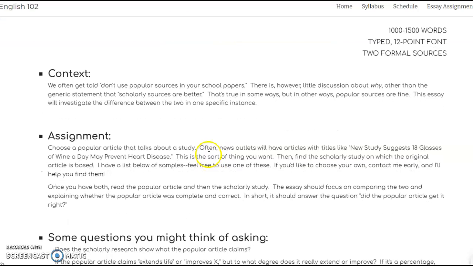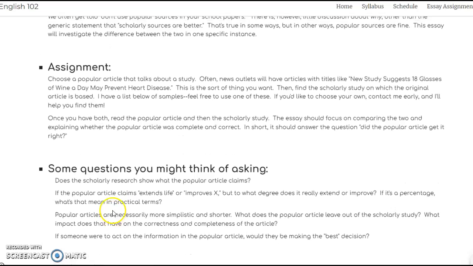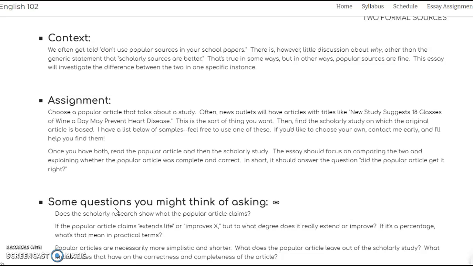Every assignment, I'm going to lay out context, the actual assignment, and then some questions you might think about. So, context. We often get told don't use popular sources in your school papers. There is, however, little discussion about why, other than the generic statement that scholarly sources are better. That's true in some ways, but in other ways, popular sources are fine. Your goal in this essay is to investigate the difference between the two with one particular instance, one specific case. So what I want you to do is choose a popular article that talks about a study. Often, news outlets will have articles with titles like, "New study suggests 18 glasses of wine a day may prevent heart disease." This is the sort of article you want to start with.